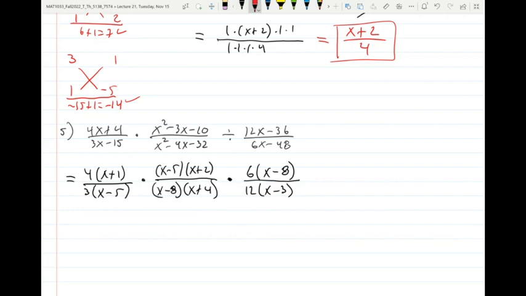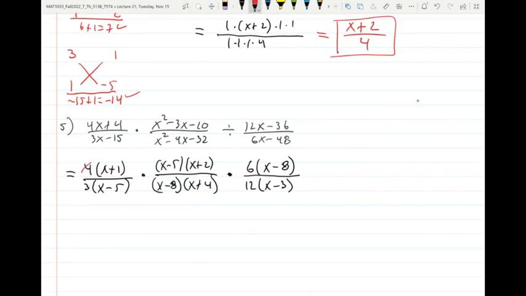And now we can see what can be done. For example, this 4 can be cancelled with this 12, giving me a 3. This x plus 1 cannot be cancelled with anybody, so it stays there. X minus 5 is gone here. X plus 2, nobody in the bottom. The 6, I can cancel this 3 with the 6, giving me a 2. And x minus 8, I can cancel.